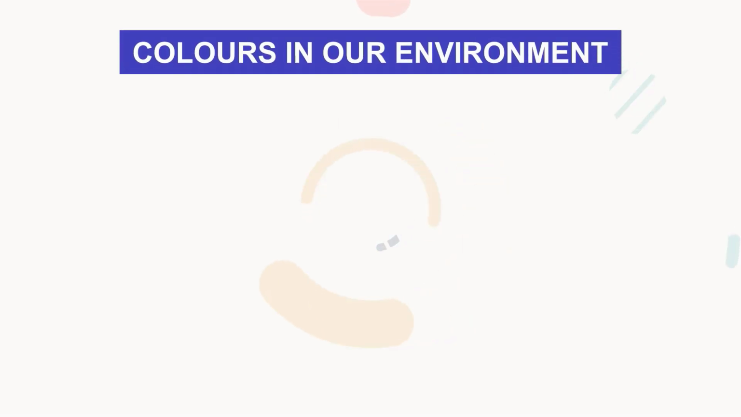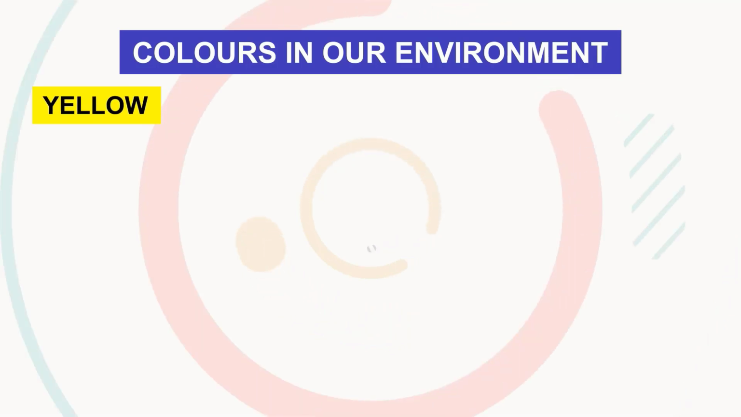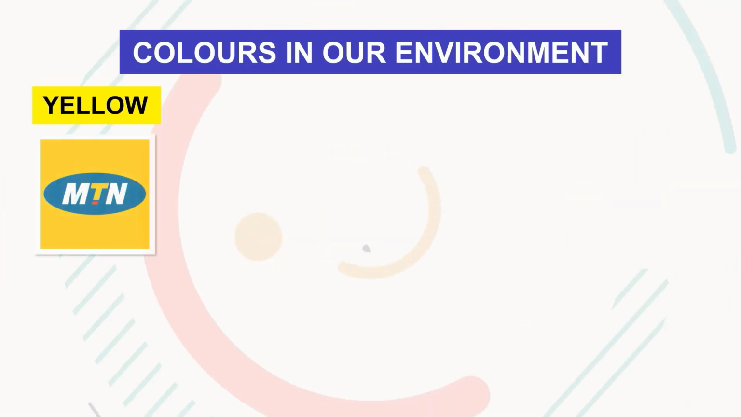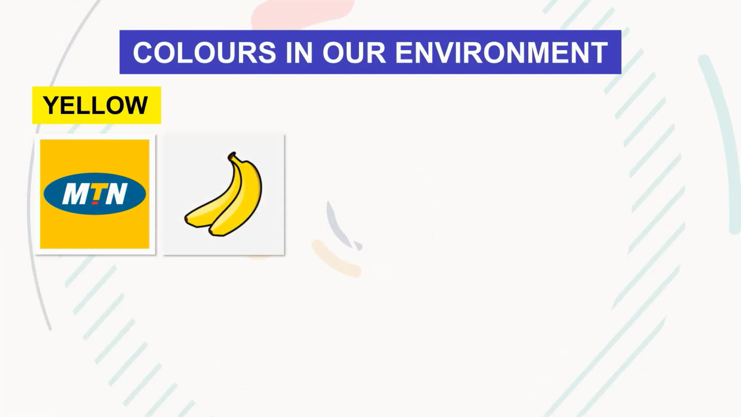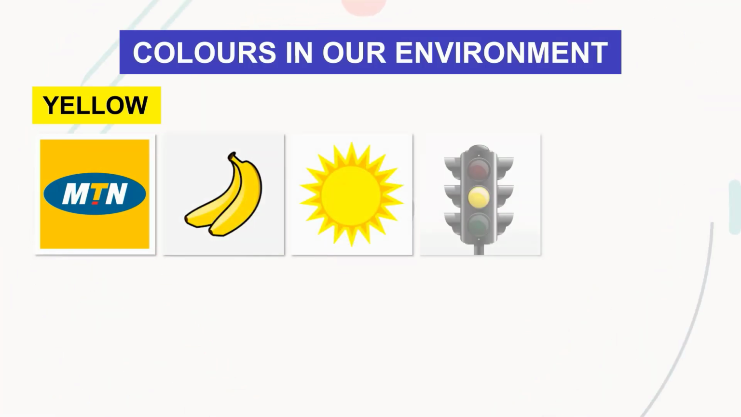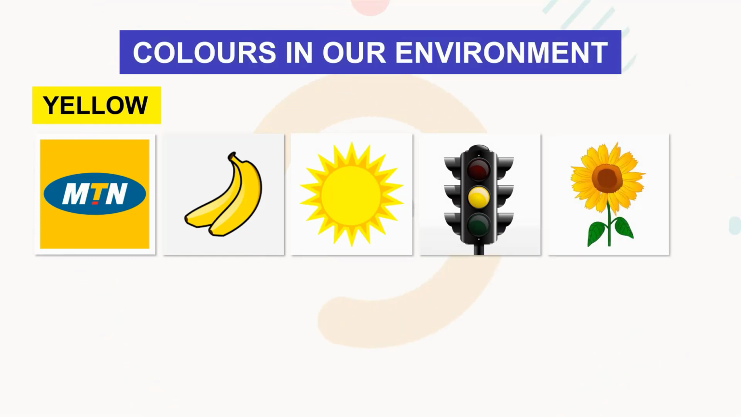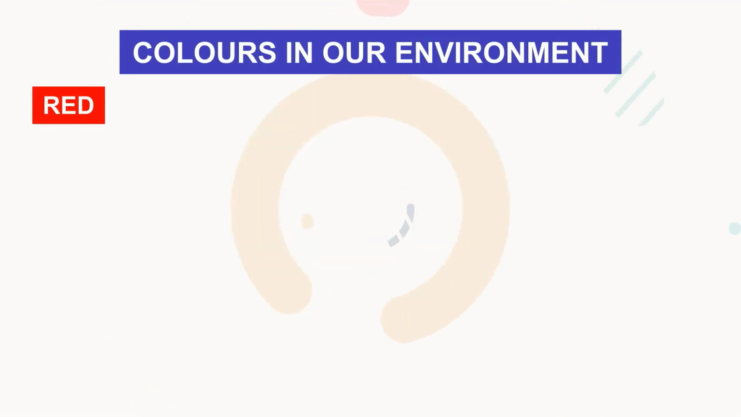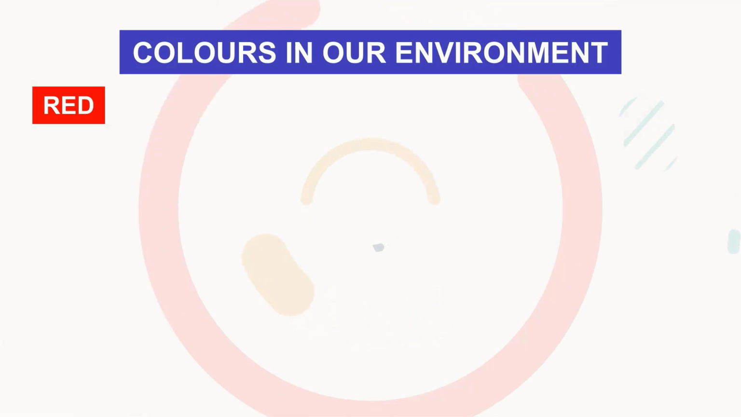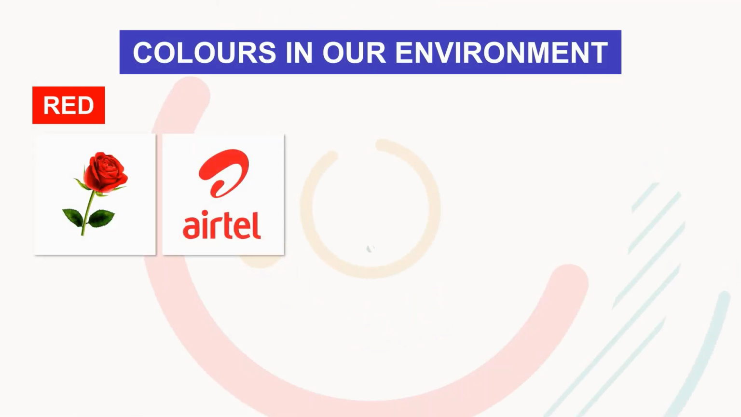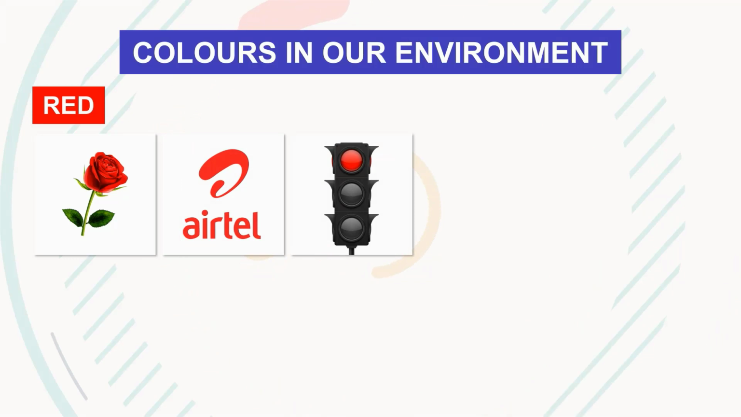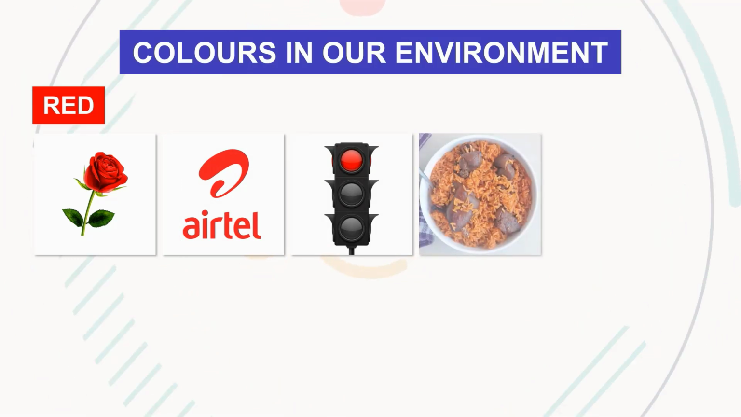Colors in our environment. Number 1, yellow. Examples: MTN logo, banana, sun, traffic lights, and sunflower. Number 2, red. For example, rose flower, Airtel logo, traffic light stop sign, and tomato.